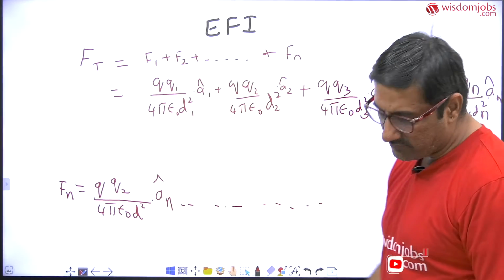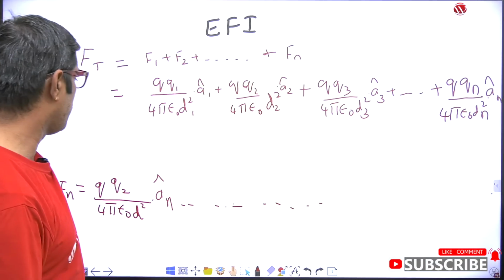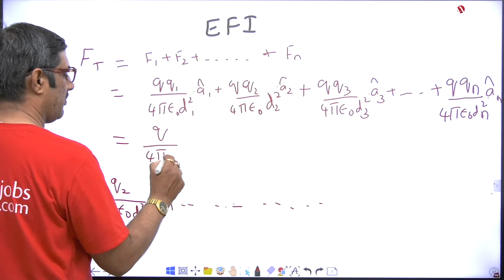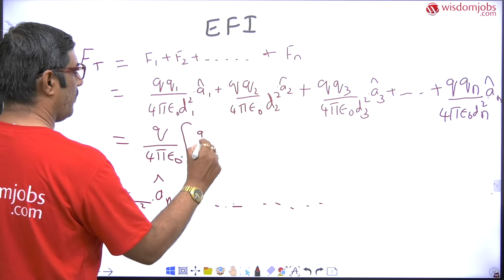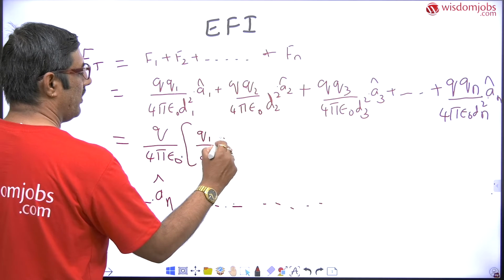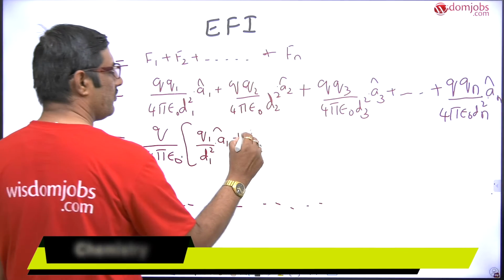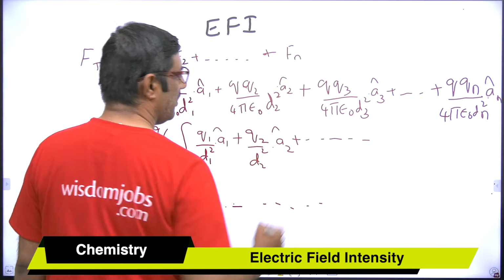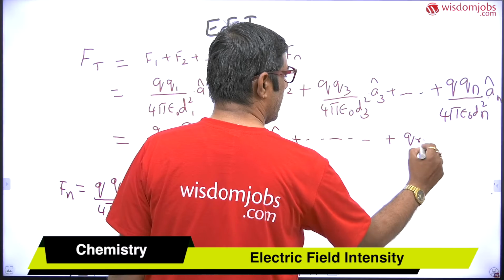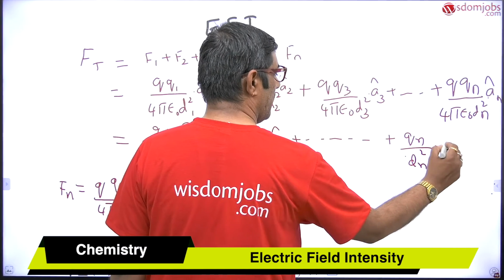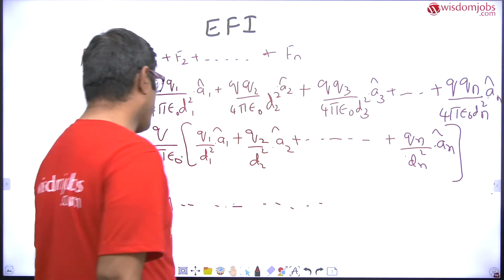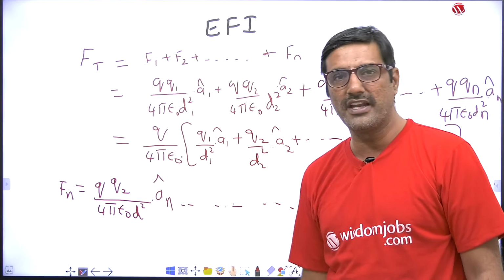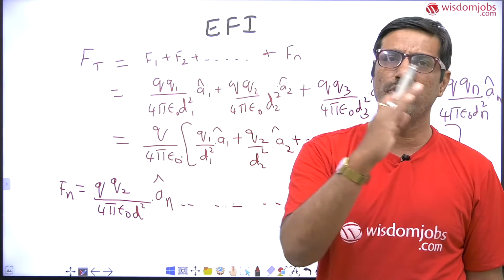Okay. Now let us take away some common terms. So if I take away the common terms, Q upon 4 pi epsilon naught into Q1 by d1 square into a1 cap plus Q2 by d2 square into a2 cap plus so on and so forth up to Qn upon dn square into an cap, right? So this is the final expression for the total force acting on a charge located at point P due to n number of charges Q1, Q2 up to Qn.